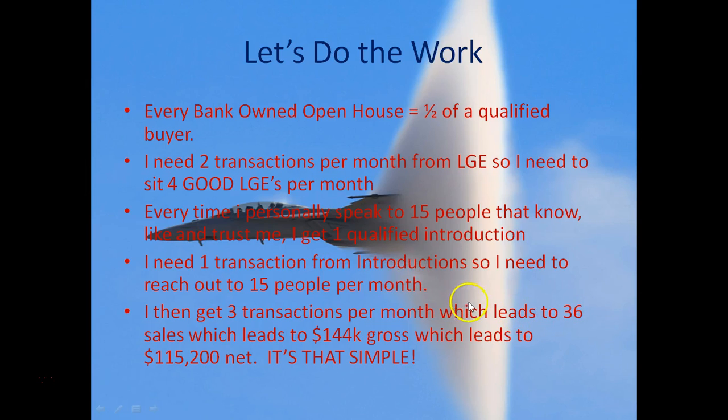All right. So all that being said, that's going to lead us to our 3 deals. Our 3 deals, all right, are going to lead us to 36 a year. And if an average of 4K a deal is going to give us 144 gross, take out all the expenses, you end up with 115.2 net. It's that simple. Don't try and confuse it anymore. It's just breaking it down.